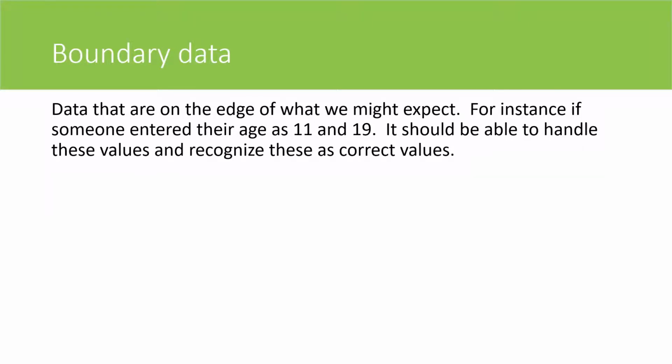Boundary data are data that are on the edge of what we might expect. For instance, if someone entered their ages 11 and 19, it should be able to handle these values and recognize these as correct values.